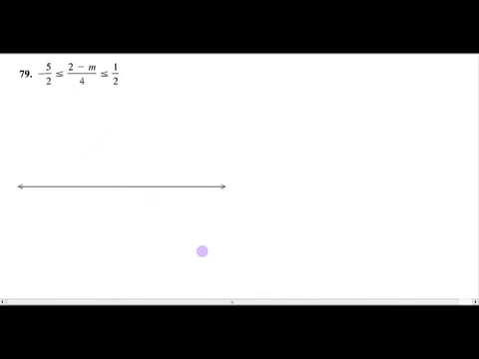Now here I have fractions that I can clear by multiplying by 4. If I multiply this fraction by 4, I'll have a -10 less than or equal to 2 minus m less than or equal to 4 times 1/2, which is a 2. Now I need to subtract 2 from all three parts. So I have a -12 less than or equal to -m less than or equal to 0.